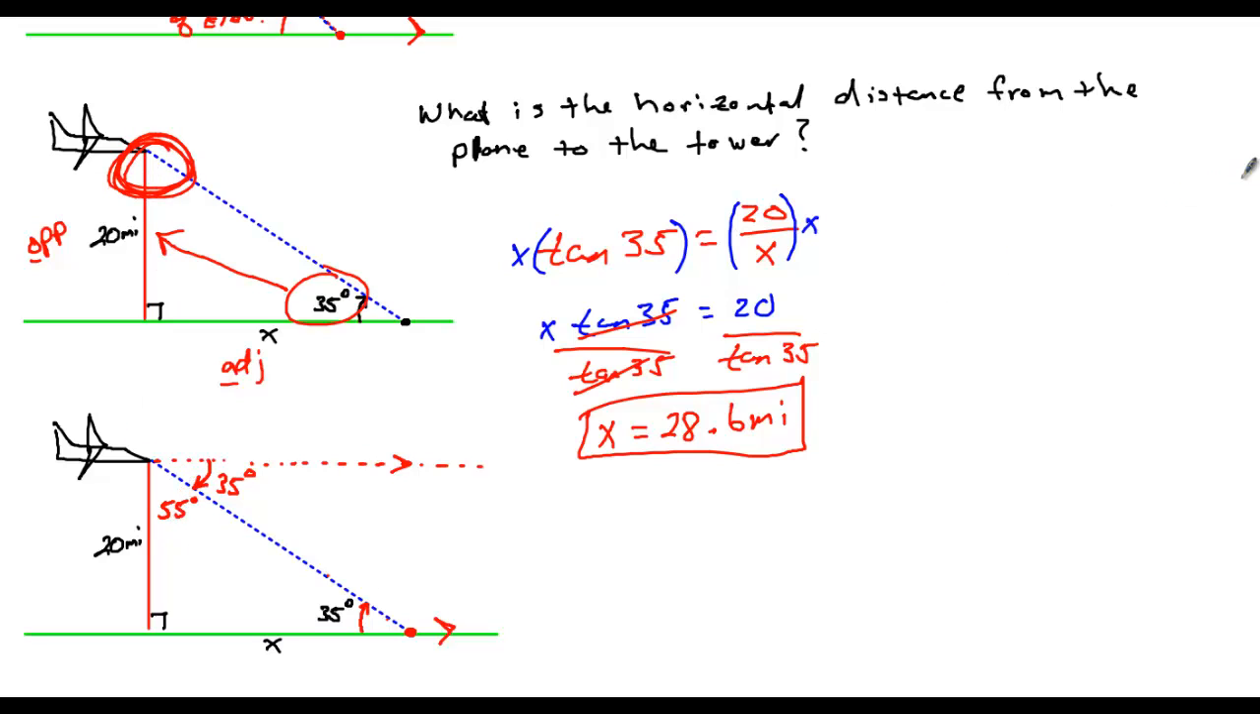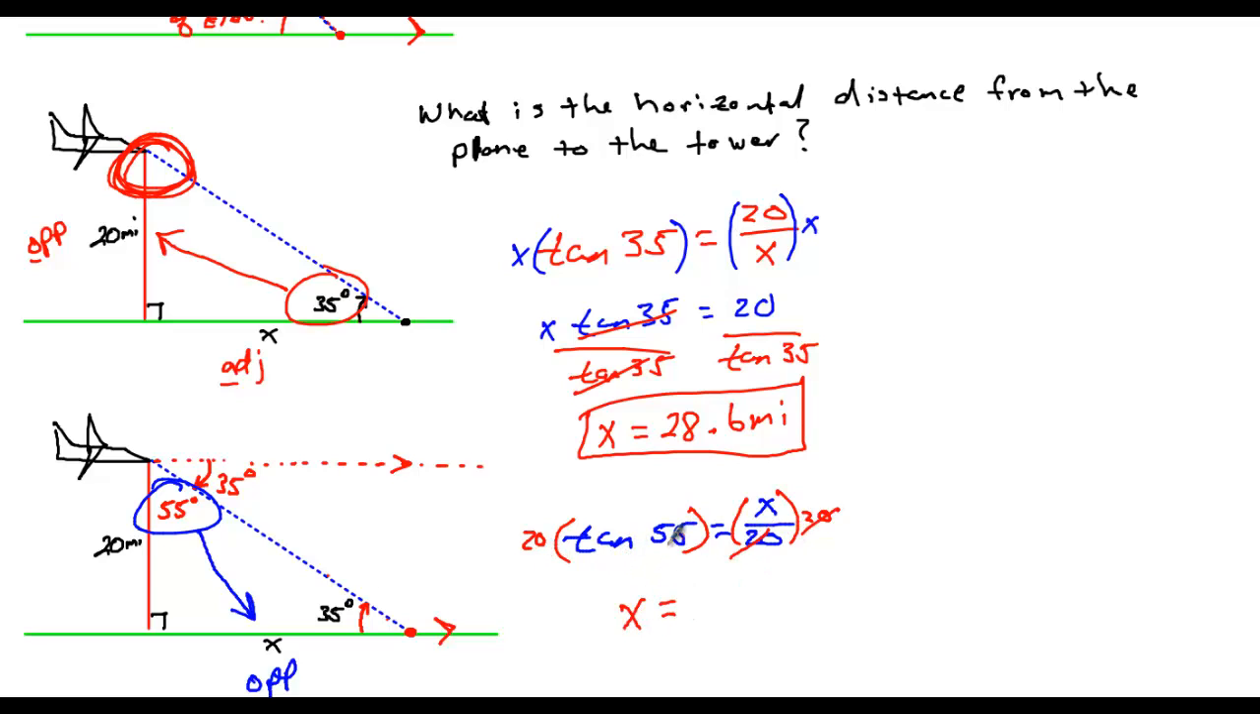So if we use the 55, then the x is the opposite, and the 20 is the adjacent. So to do that problem, I would write tan 55 equals opposite x over 20 adjacent. And then hopefully you can see why you might sometimes want to do it the second way, because now I just type 20 tan 55 in my calculator and I get 28.6 miles, just like I got when I did it this way. I just did one less step here.